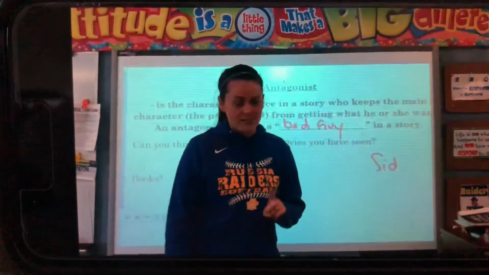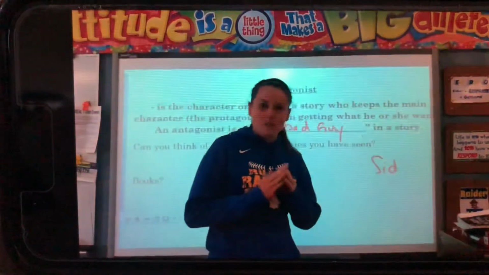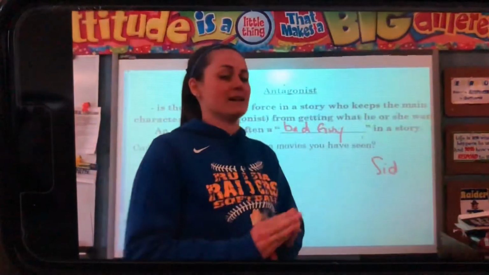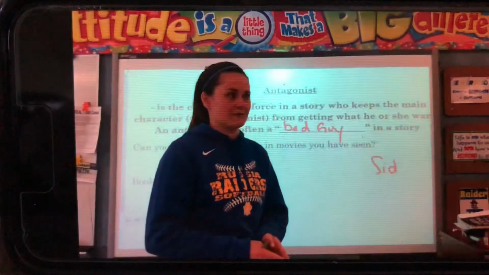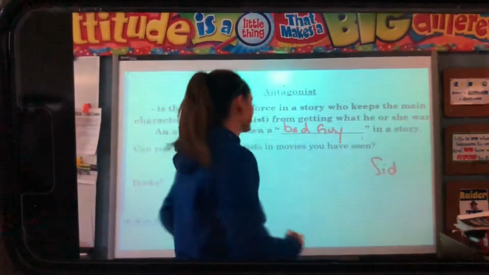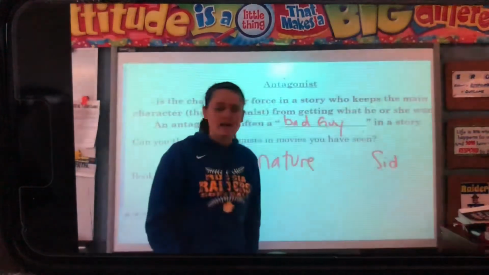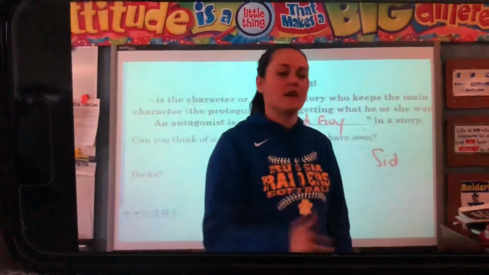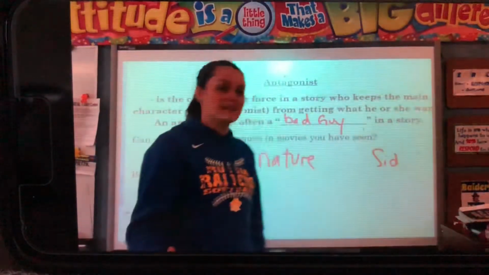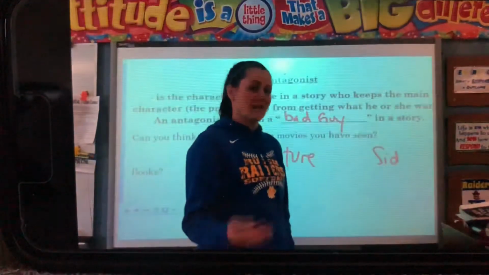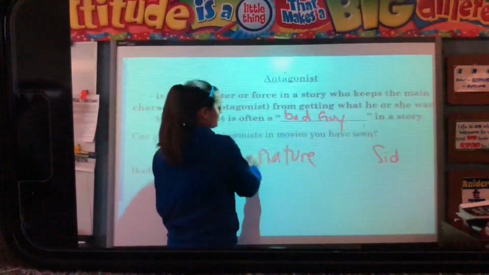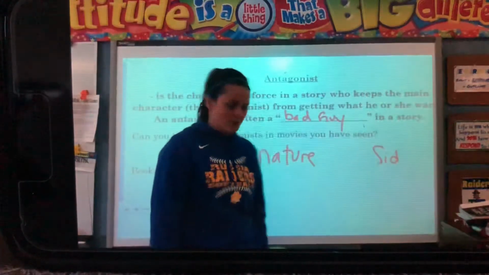Now think about this for a minute. In Hatchet, we don't actually have a person that's the antagonist. The antagonist in that book is actually going to be like nature, right? You have the tornado that Mother Nature brings. You have the moose. You have all those things that Mother Nature brings upon Brian. Mother Nature is actually the antagonist in that book, okay?